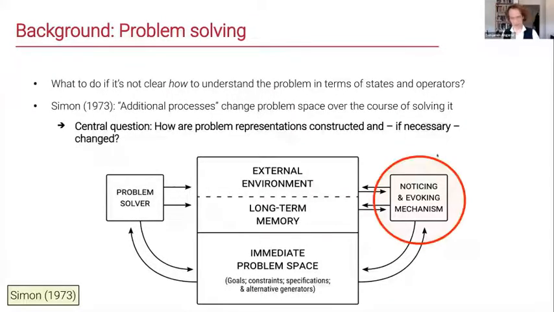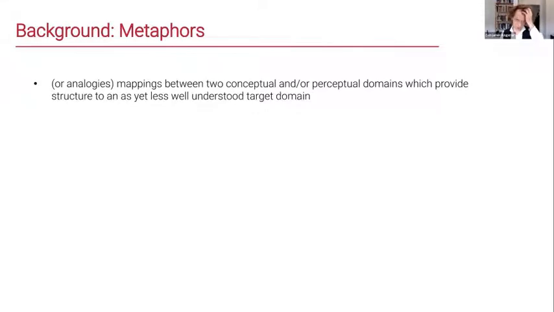And there Simon has this nice magical box, which says there are noticing and evoking mechanisms, which interact with the environment and our long-term memory, and which are supposed to somehow change our problem representations into more appropriate ones. And I hope that this already sounds a little familiar to analogy researchers here, because this is where I would suggest that analogies play a quite important role in elucidating this process.